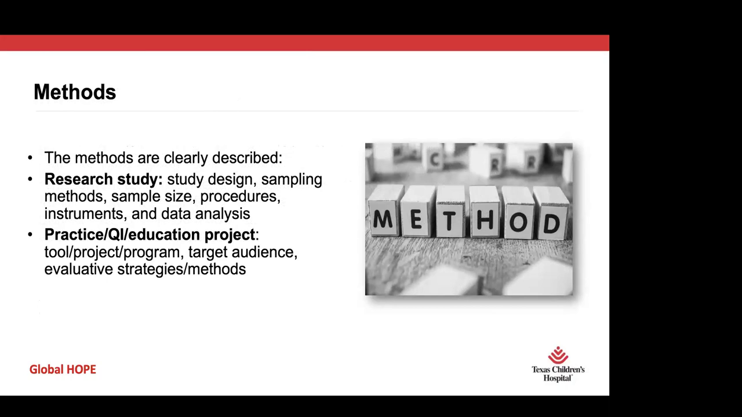Then the next part is the method section. And the method section really tells us how you did it. Think of it in that context. And if it's a research study, it'll be a little different than if it's a practice, a QI, or education project. And for our abstract reviews for SIOP nursing, we have different kinds of criteria that we're looking at based on what kind of project it is.